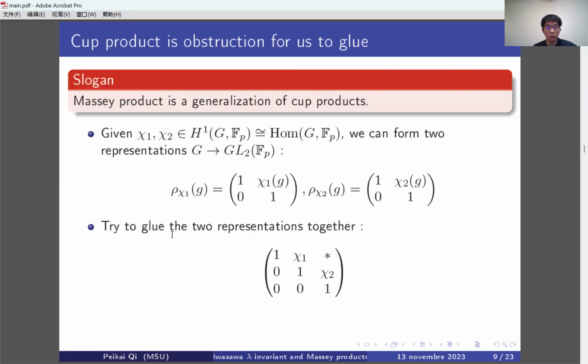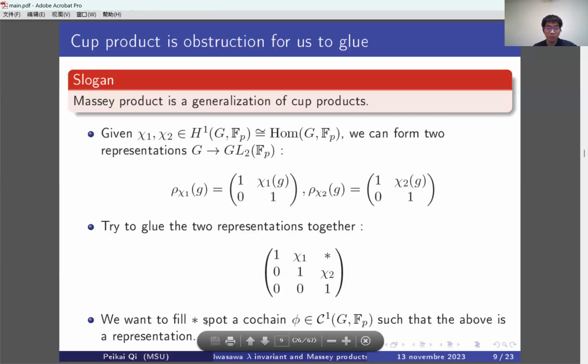We want to glue these two representations together. So you have the first representation, you put it here, and you put your second representation here. We want to glue these two representations, but we don't have any element in this star spot. This means we need to put one element here, so we want to fill a spot here such that the above becomes a representation.